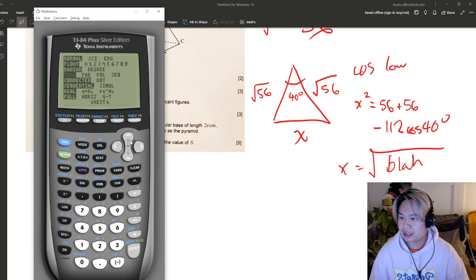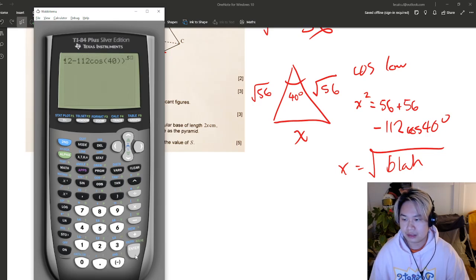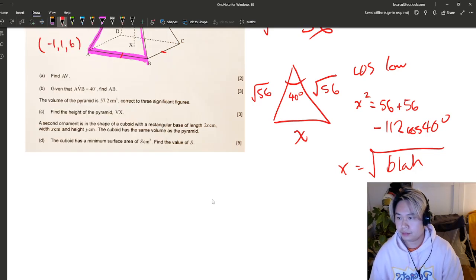Okay, make sure I'm in degree mode. Okay, I got 56 plus 56, which is 112, and then I'm going to minus 112 times cosine 40, and then I'm going to take the square root. So this is 5.12.